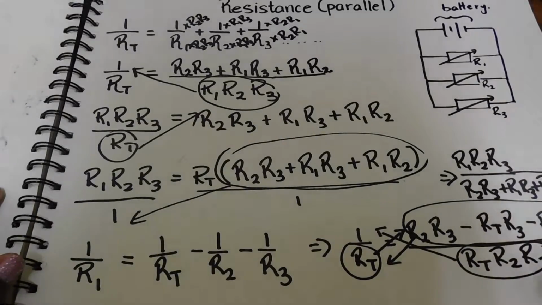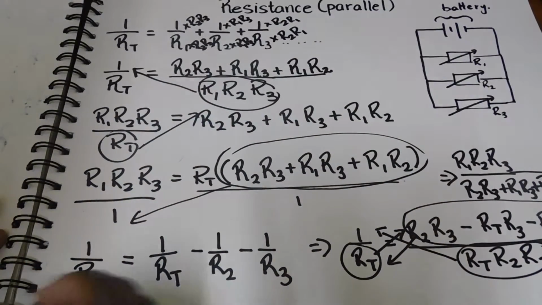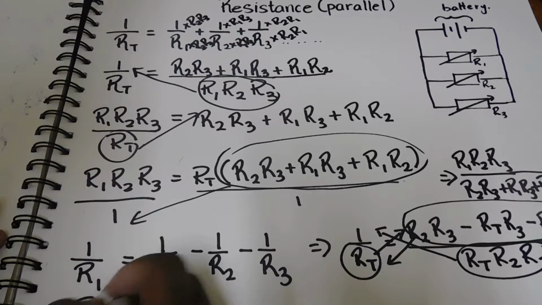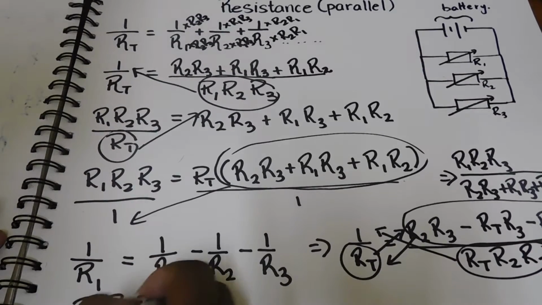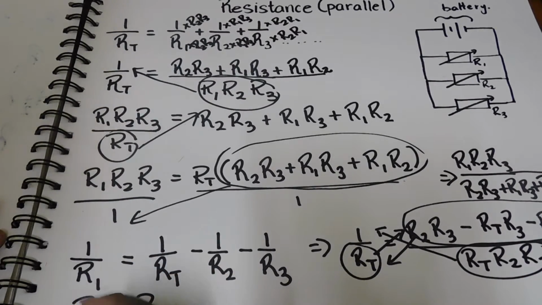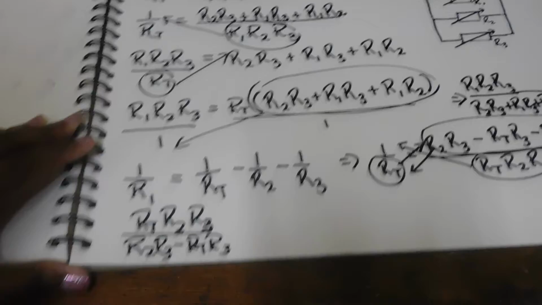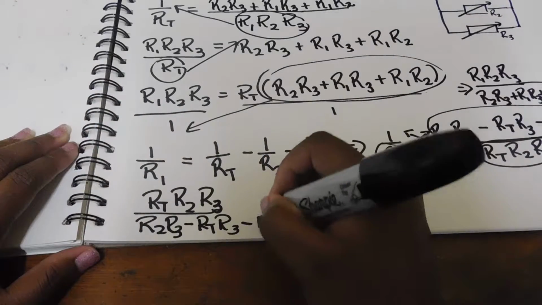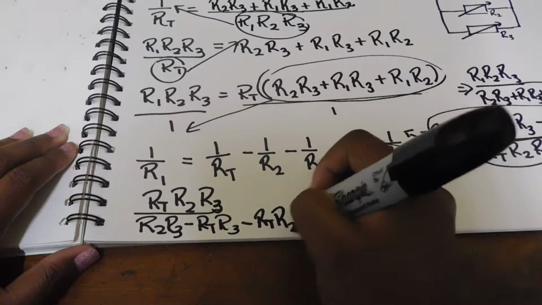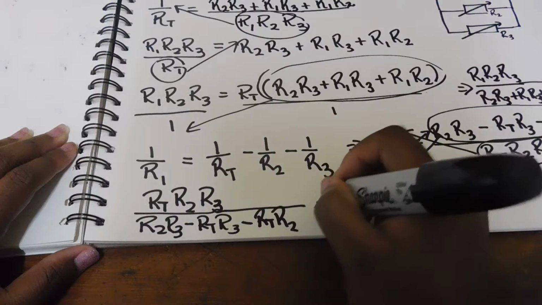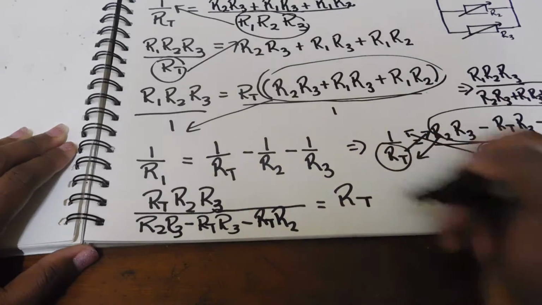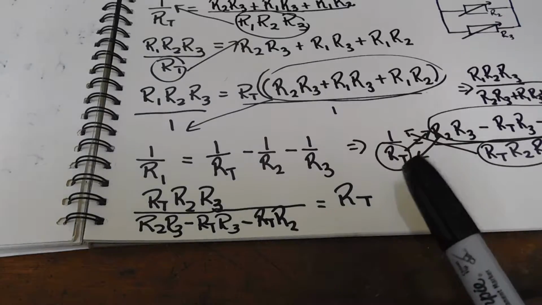Cool? And you will get RT, R2, R3 all over R2, R3 minus RT, R3 minus RT, R2 equals R1. Cool. And you can always make sure everything makes sense.